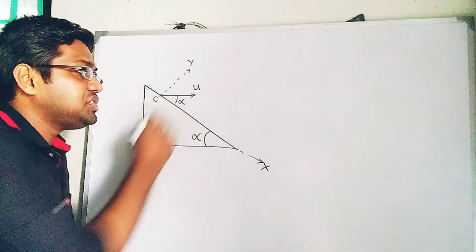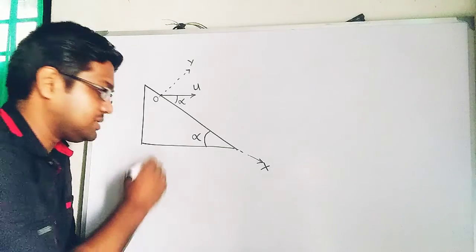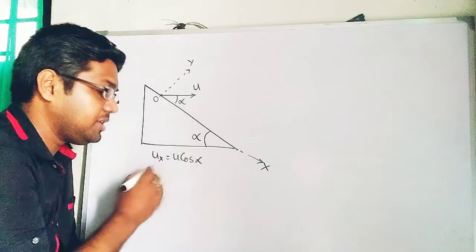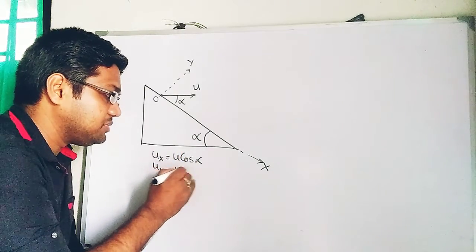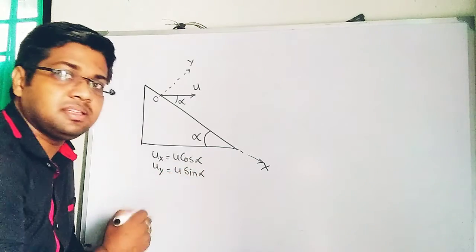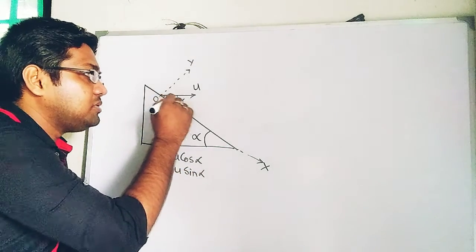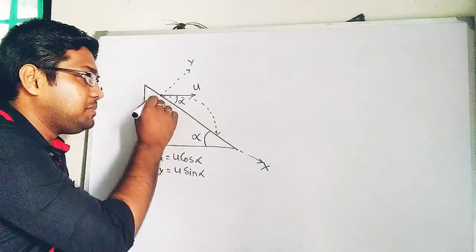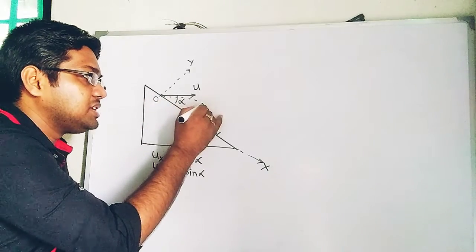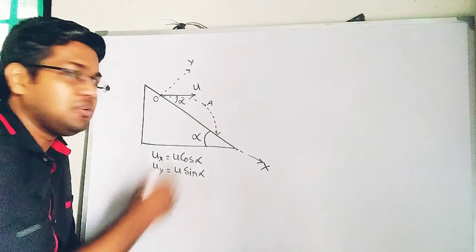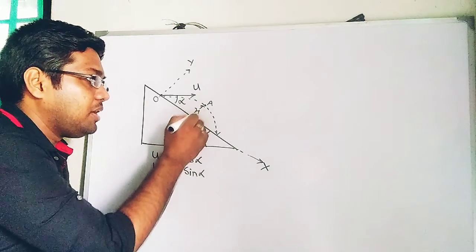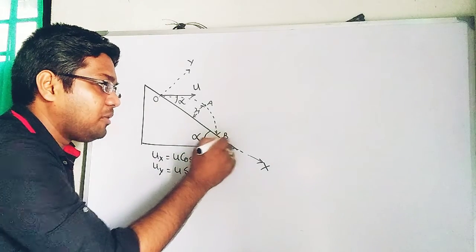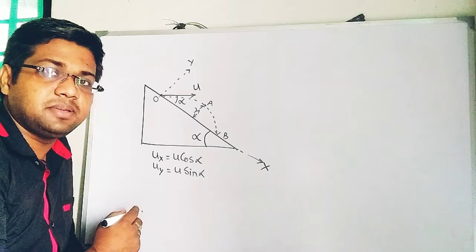So, the initial velocity has two components. One is ux, that is u cos alpha here, and uy equal to u sin alpha. If it is thrown, the trajectory of the particle looks like this. Let the particle be thrown from the point O, it reaches point A, which is considered the point of maximum height from this inclined plane, and B is the point where it again strikes the inclined plane.